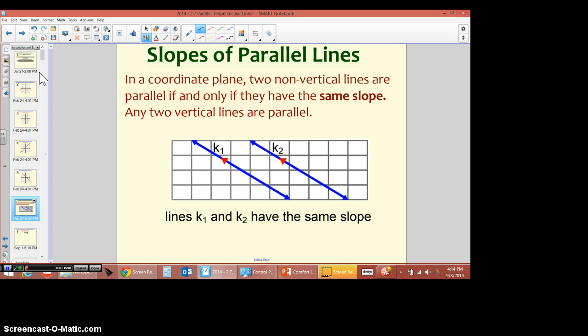All right, parallel lines have the same slope, which means the same rise over the same run. So any two vertical lines are parallel, any two horizontal lines are parallel, as long as they're not coincident, which means they're on top of each other.